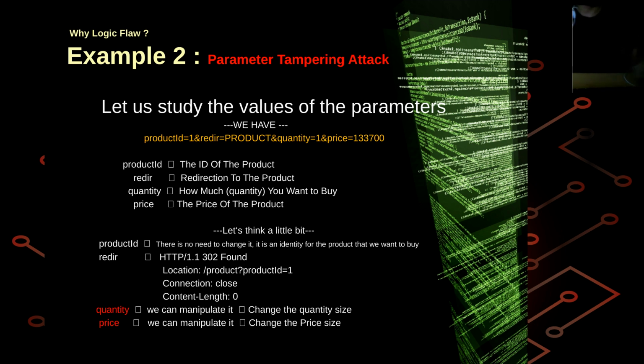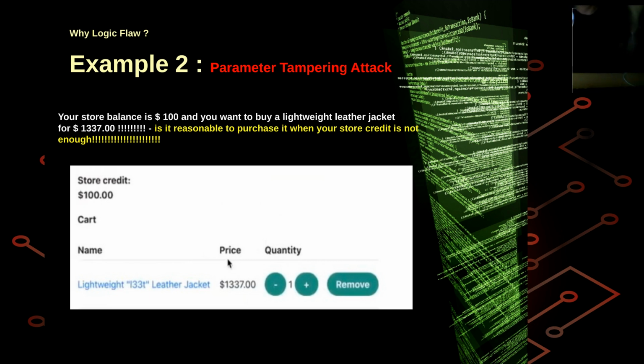As you can see, your store balance is 100, and you want to buy a jacket for 1,300. It is reasonable to purchase it only when your balance is enough. As you can see, the jacket price is very high, it is 1,300, and the balance is 100. So I think it is not reasonable to purchase it.